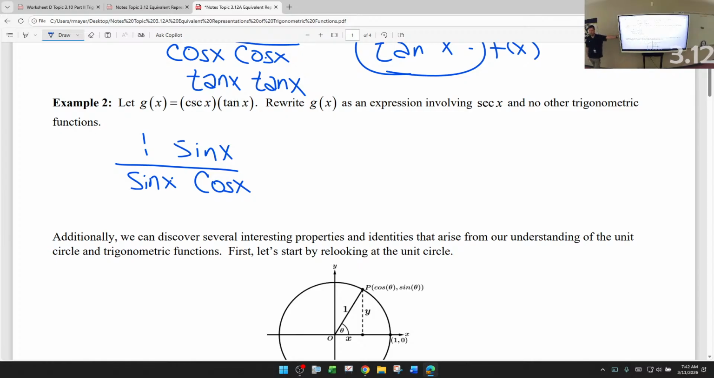Who can tell me where I can go from here? What can we see? You got a sine x over a sine x? Anything over itself is always a 1. You got common factors. They divide out, they cancel, whatever you guys want to say on that. And so once the sines go away, I'm left with 1 over cosine.